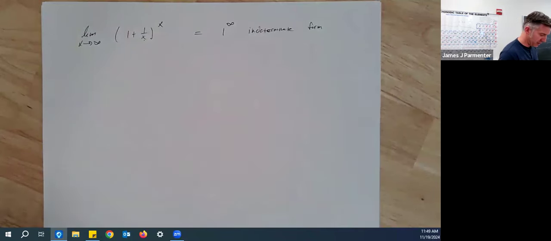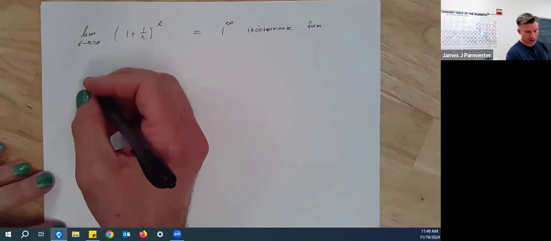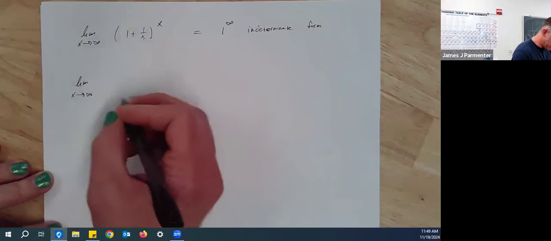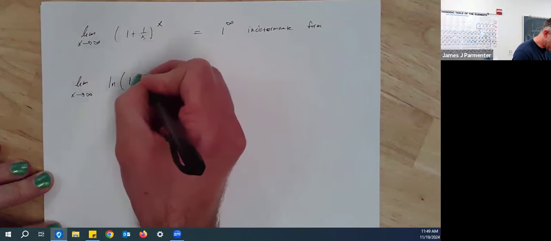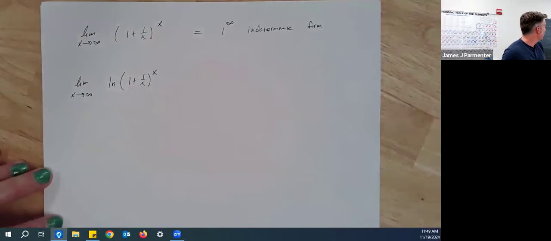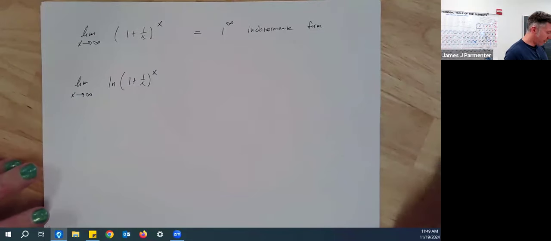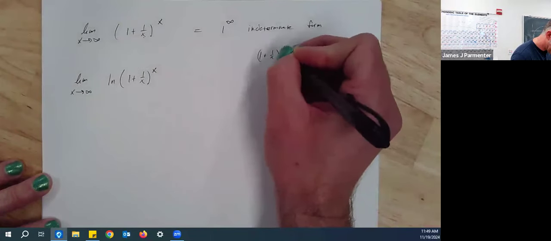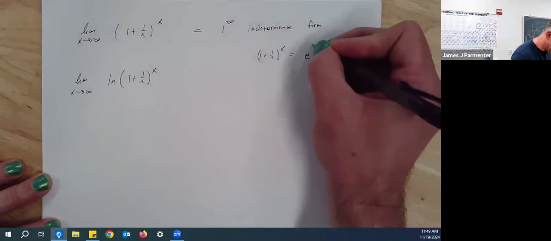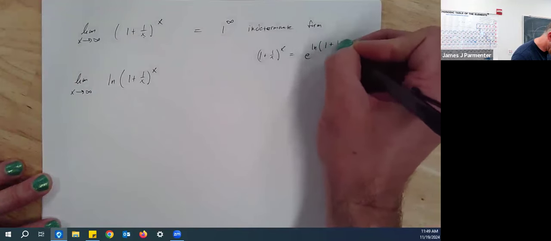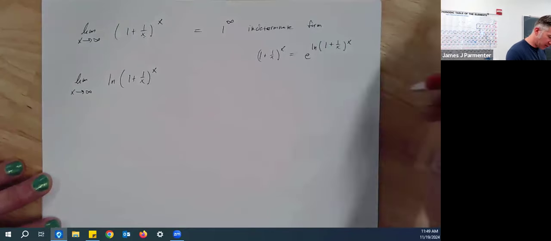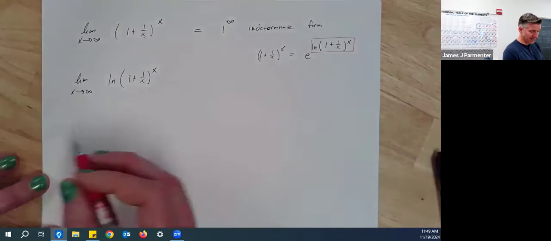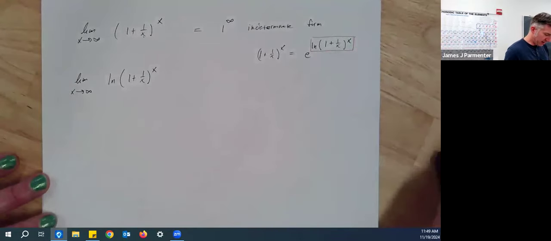So here's how we're going to actually deal with this. We're going to look at the limit as x goes to infinity of the natural log of (1 plus 1 over x) to the x power. So I want to point out we've changed our value, right? What I'm really saying here is that (1 plus 1 over x) to the x is equal to e to the natural log of (1 plus 1 over x) to the x. And then we're going to ask ourselves what this is equal to, and then our actual answer is going to be e to whatever we get there. All right, let's do it.